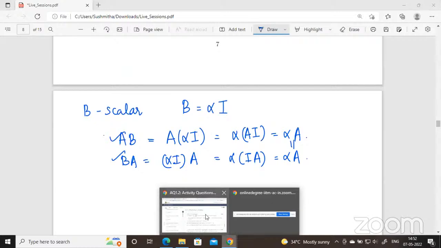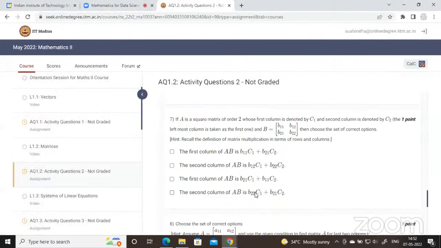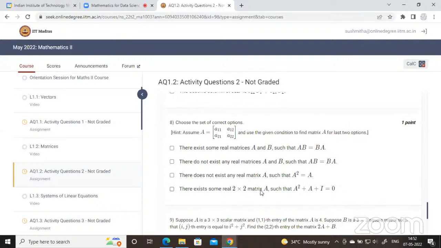Okay, then any other question in AQ? Question number 8, ma'am. Okay. Option 4. So first one: there exists some real matrix such that AB is equal to BA. Is it true? Yes, ma'am. It is true. Why? Can you give me one easy example? Ma'am, simply we can take B to be the zero matrix. Yeah. Easiest example would be to take it to be the zero matrix. Okay. If the first is true, then the second is false. Okay. There does not exist any real matrix such that A squared is A.